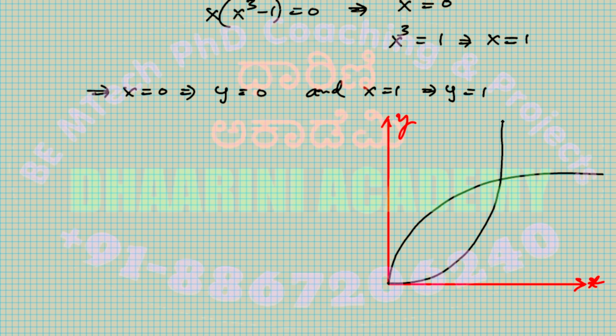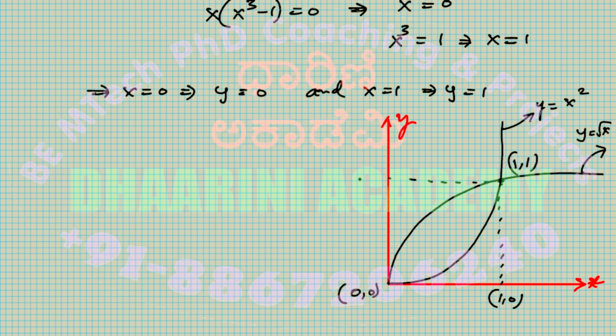So, this is which curve? This is y equal to x square. This is y equal to root x. Fine. Now, this is 0, comma 0. So, I think this is 1, comma 0. This point itself is 1, comma 1. So you can write this point as 0, comma 1.